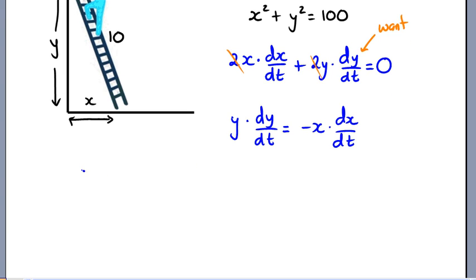I'm totally solving for dy/dt because they're asking me some questions about it. How fast is that falling? I'm going to have to divide by the y. Looks like I'm going to end up with negative x divided by y times dx/dt.